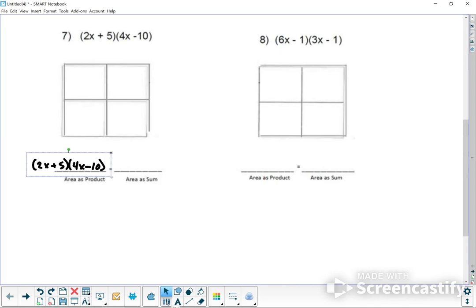Okay. And then I'm going to write that down. So this is going to be 2x plus 5 on the top, and then it's going to be 4x minus 10. And remember, it doesn't matter where you put it. You can put these over here if you like.